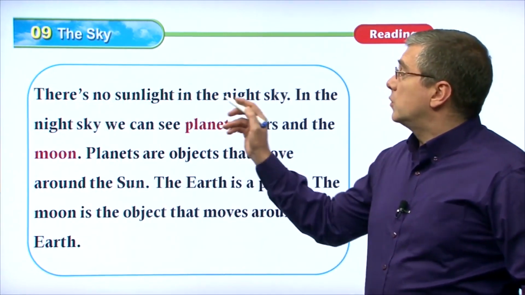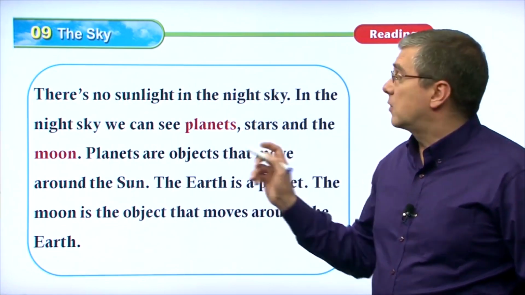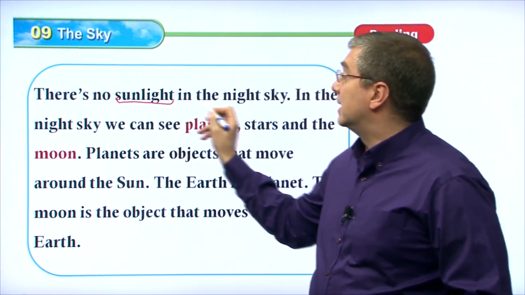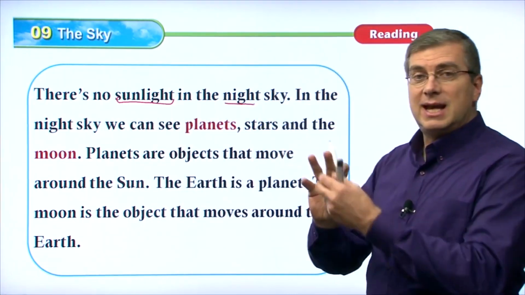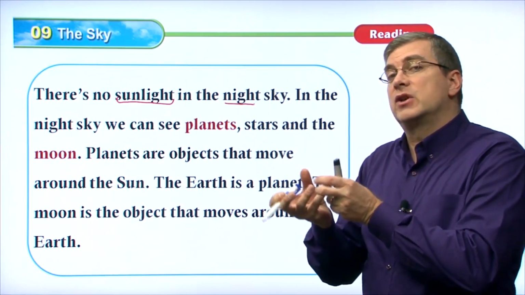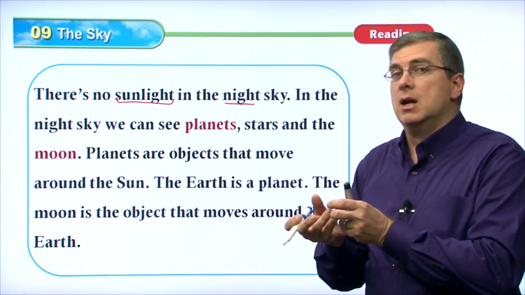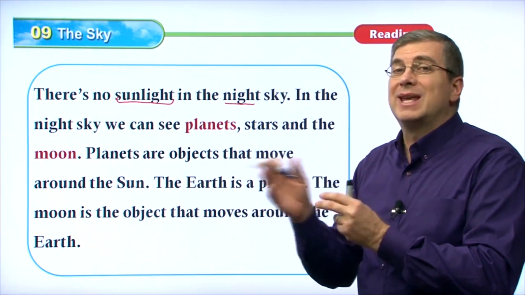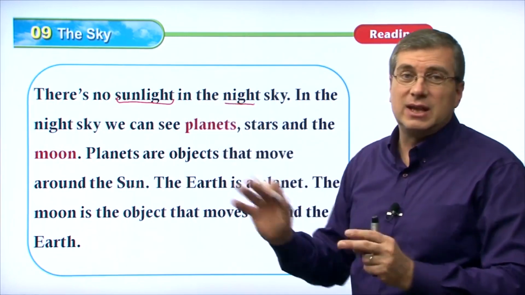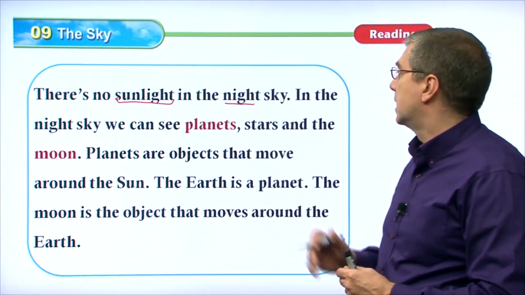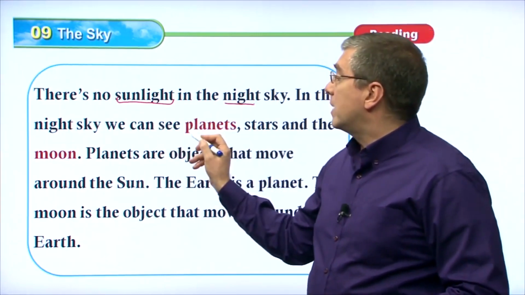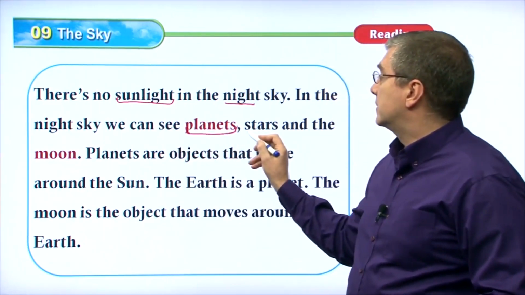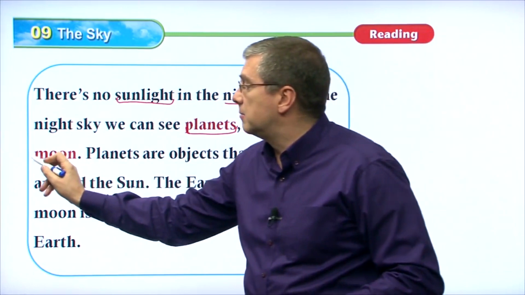Okay. There's no sunlight in the night sky. Of course, there's no sunlight in the night sky because, remember, that means the earth is turned away from the sun. We're on the opposite side of the earth. We can't see the sun. So there's no sunlight in the night sky. In the night sky, however, we can see planets. We can see other stars and we can see the moon.